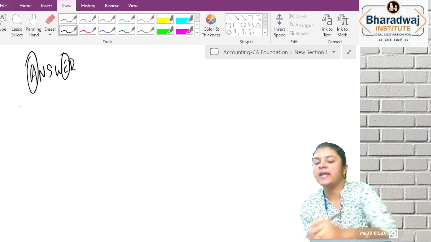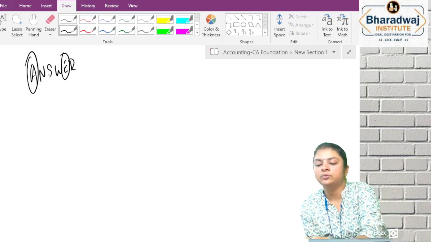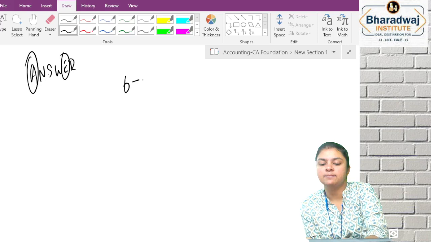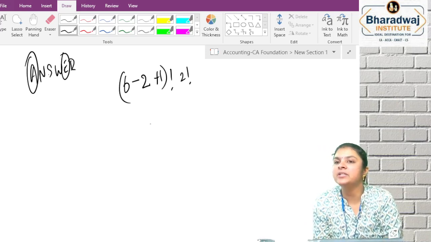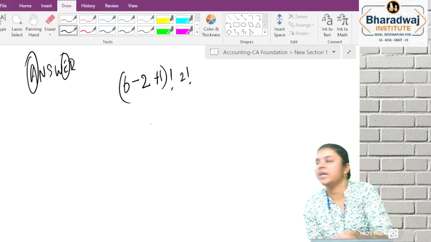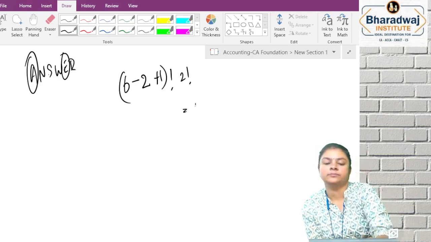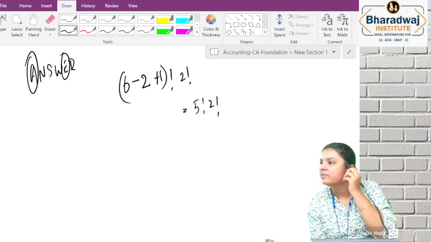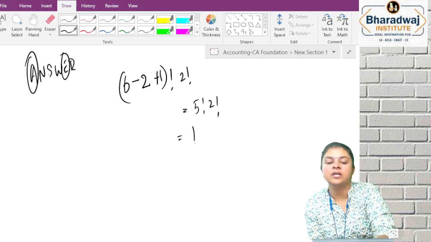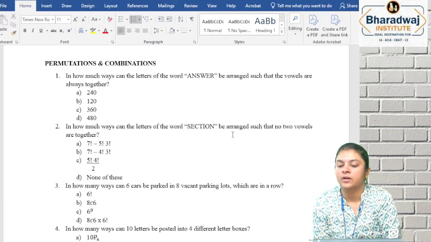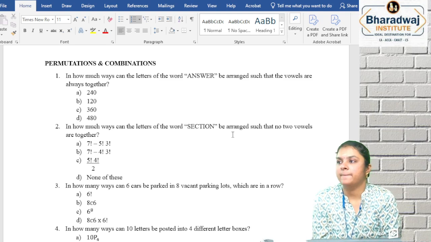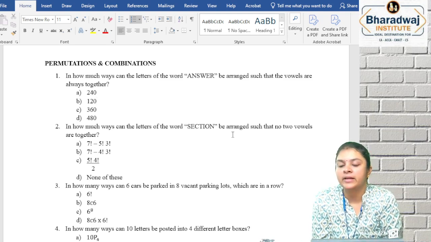So the two vowels are A and E. So 1, 2, 3, 4, 5, 6. 6 minus 2 plus 1, the whole factorial, into 2 factorial. And do we have any repetitions? No. Or duplications? No. 5 factorial into 2 factorial, which is 120 into 2. 240 ways. Clear?